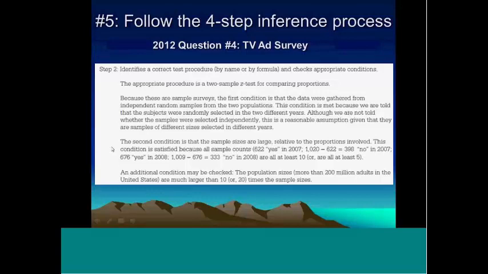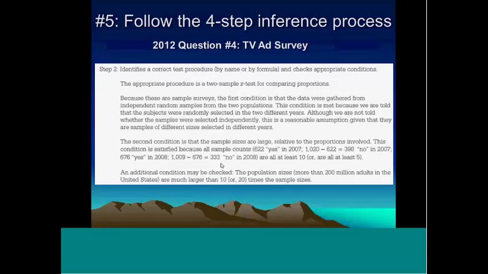And the second condition is that you need to be able to use the normal-based calculations, the normal approximation, in order to do your test statistic and p-value. So that's met because we have expected counts that are very large. In this case, the yeses were 622 and the no's were 398 in 2007. The yeses were 676 and the no's were 333 in 2008. Those are all big enough, at least 10.